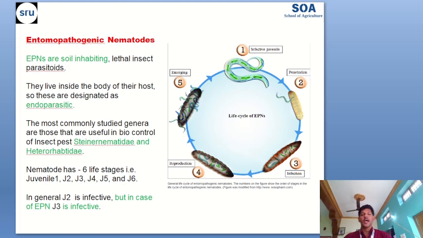Entomopathogenic nematodes have 6 life stages: juvenile 1, juvenile 2, juvenile 3, juvenile 4, juvenile 5, and juvenile 6. In general, in the case of plant parasitic nematodes, the juvenile 2 stage is infective, but in the case of entomopathogenic nematodes, the juvenile 3 stage, that is the J3 stage, is infective.